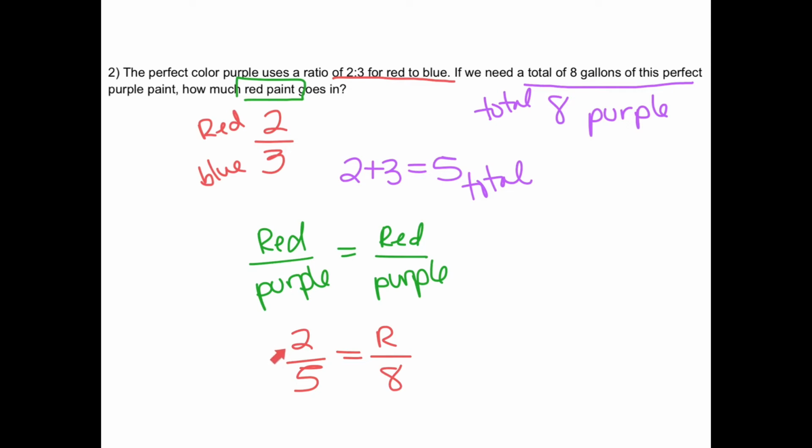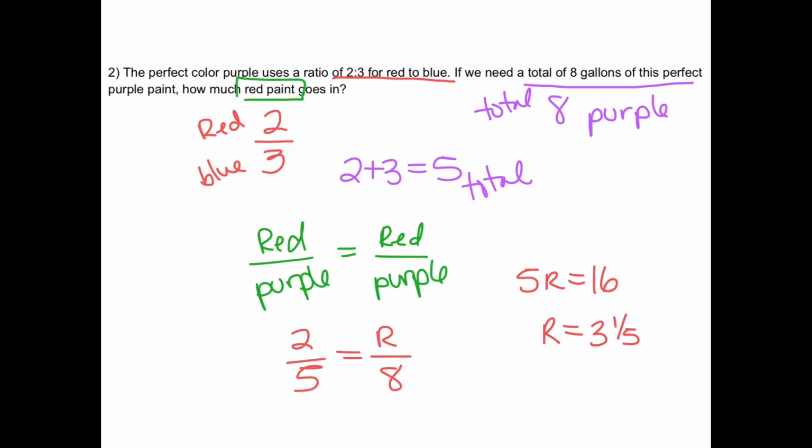So I'm putting the 2 with the 5 because the 2 comes from this 2 to 3 relationship that gives me the 5 total. So if I have 2 parts red, that will give me 5 parts of the purple. How much red will I need in order to get 8 gallons of this perfect purple paint? So we're going to cross multiply and solve this. Now in this problem, cross multiplying gave me 5R equals 16, divided by 5, I get 3 1/5.